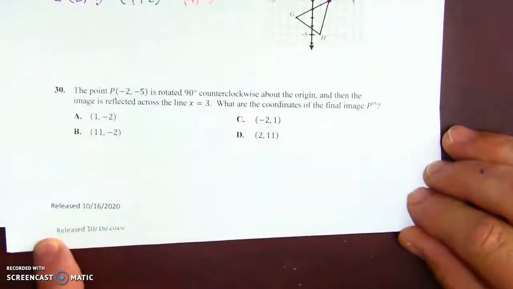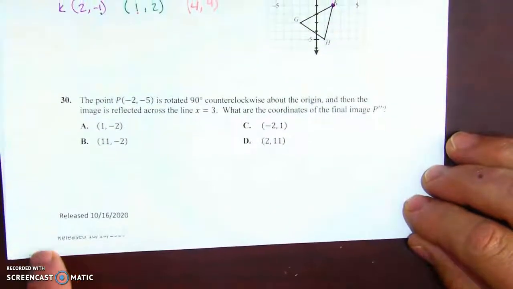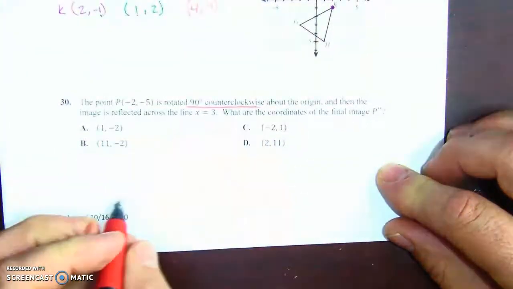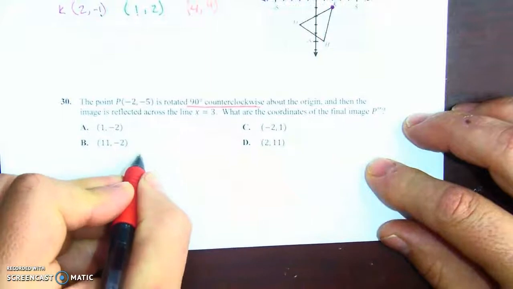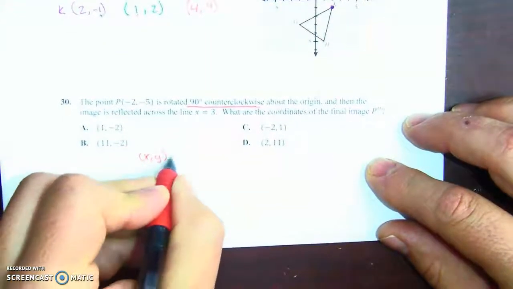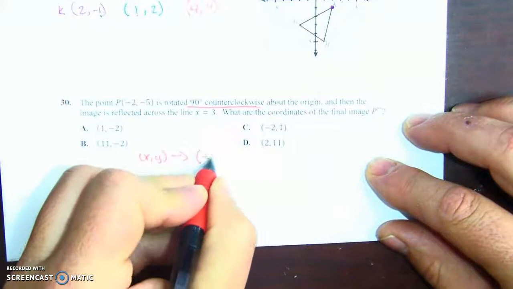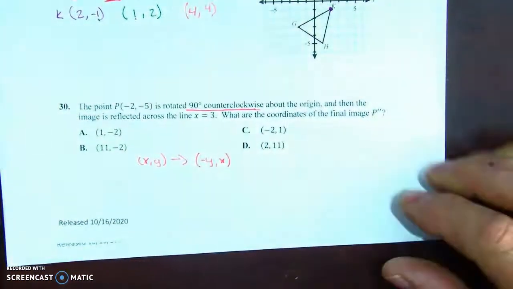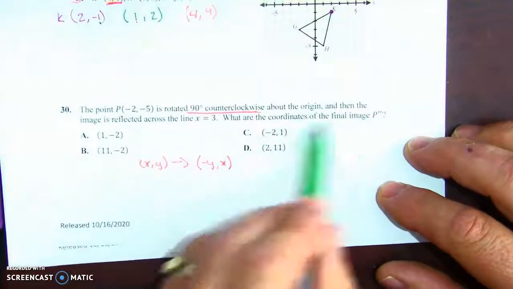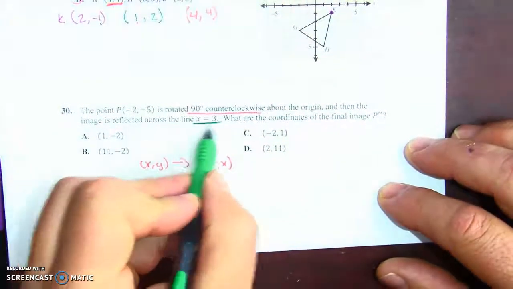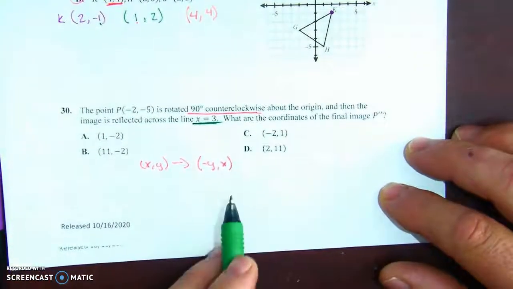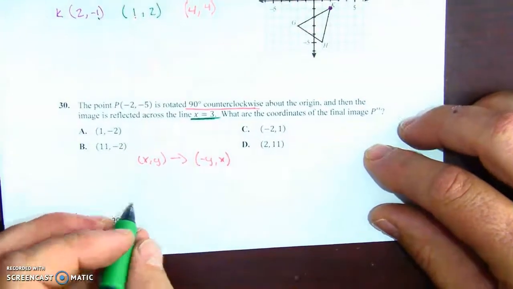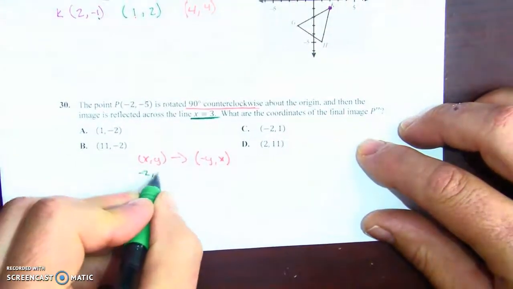The last one for this section here that we have a point -2 and -5. Rotate again 90 degrees counterclockwise. So our rule again is x, y, and now we switch the y to the front and change it to its opposite, and then we leave the x the same as we do there. And then about the origin, which is again, then the image is reflected over the line. So we're going to have to probably use the graph for this first, but let's go ahead and do the counterclockwise answer first here. So we got -2, -5.